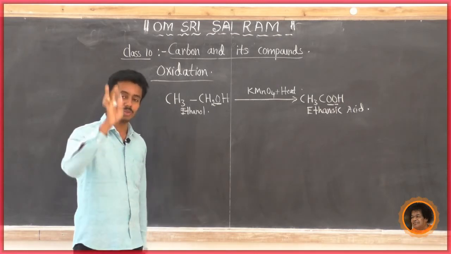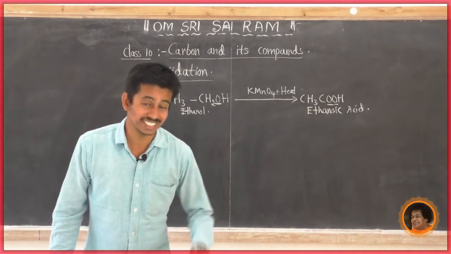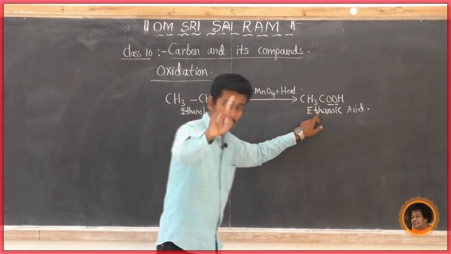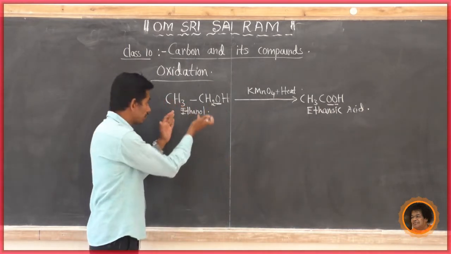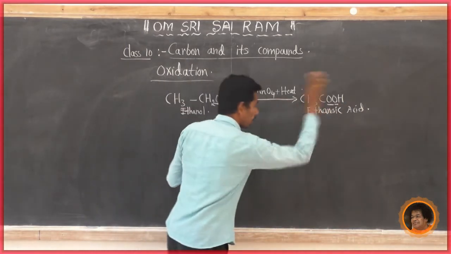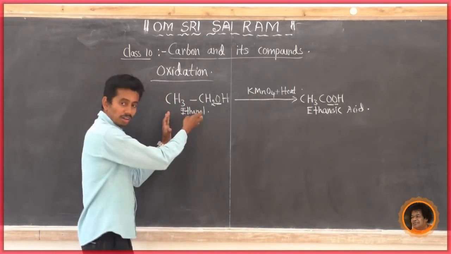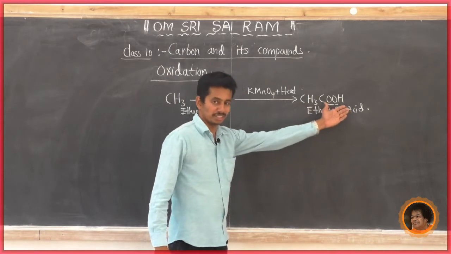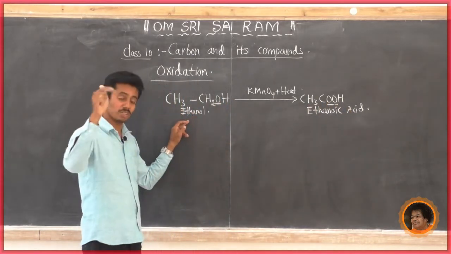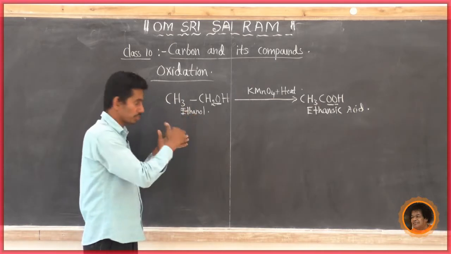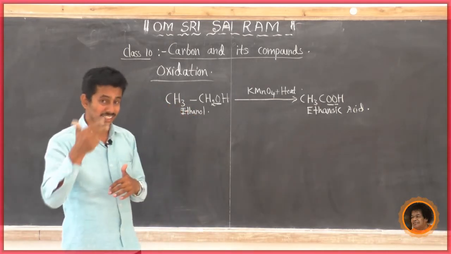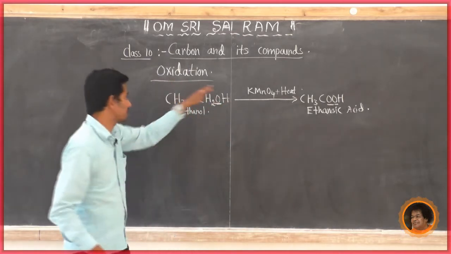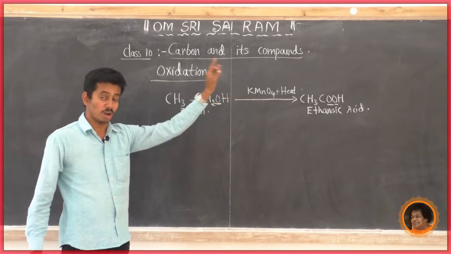Now tell me, which substance is oxidized in this chemical reaction? It is not ethanoic acid, because ethanol gains oxygen and becomes ethanoic acid. Be careful. Ethanol gains one oxygen and becomes ethanoic acid. So which substance gains oxygen? This ethanol gains oxygen, so ethanol is oxidized, and this reaction is called an oxidation reaction.